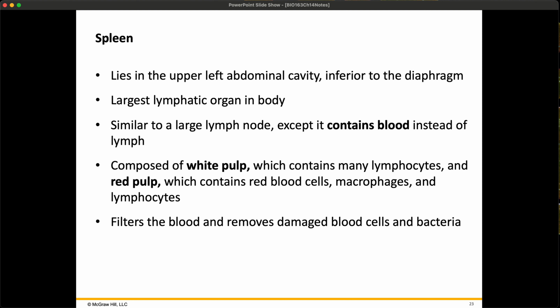It has both white pulp and red pulp. White pulp, rather, is mostly lymphocytes. So you can think lymphocytes, leukocytes, white blood cells, white pulp, and then red pulp, which has mostly red blood cells. It also has some macrophages and lymphocytes. The spleen is mostly responsible for filtering blood of pathogens and removing any damaged old red blood cells, and like I said, being a reservoir for excess blood.